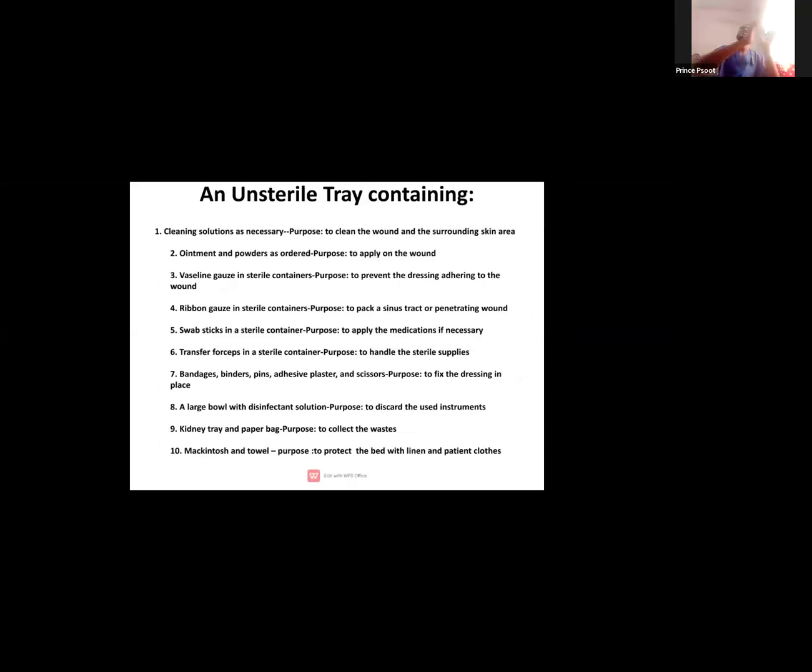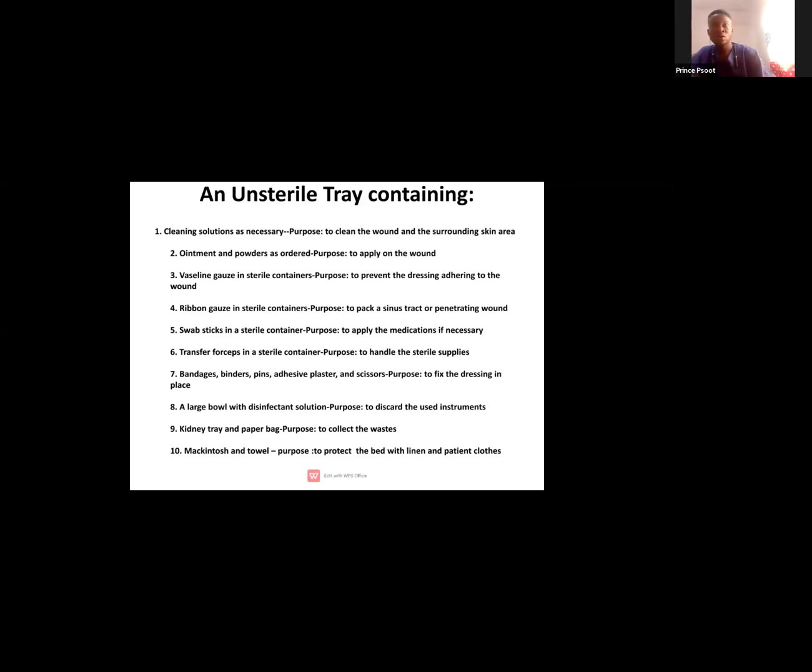Now we've talked about the sterile tray that contains the sterile equipment. So why do we say an unsterile tray? An unsterile tray here doesn't mean that the tray is not clean. A clean tray, but not necessarily sterile.